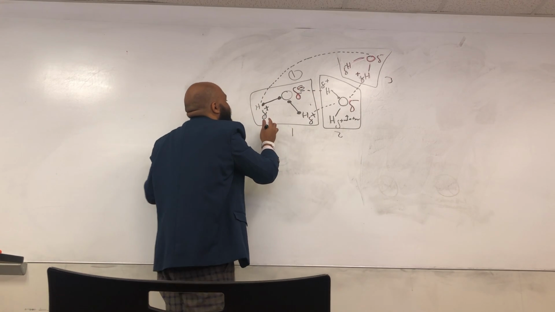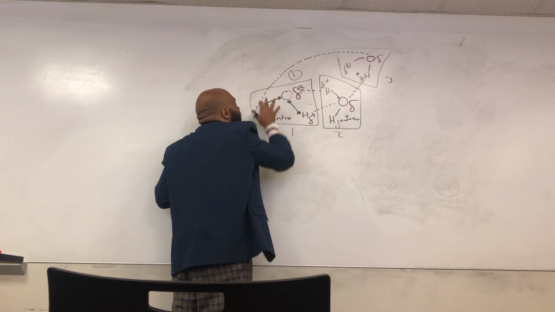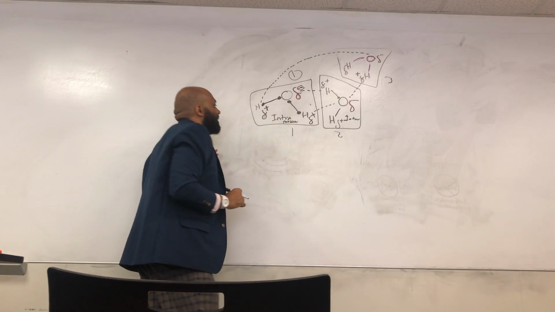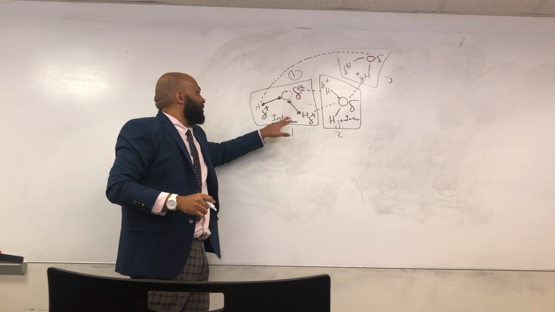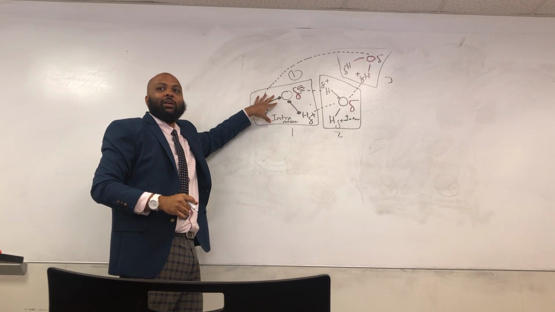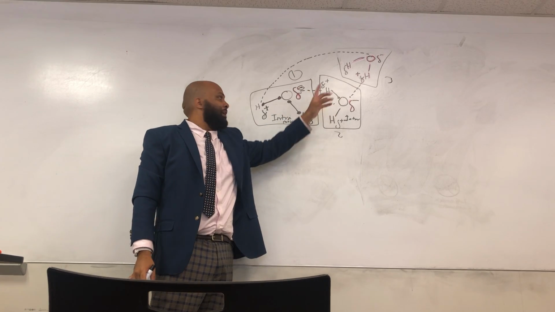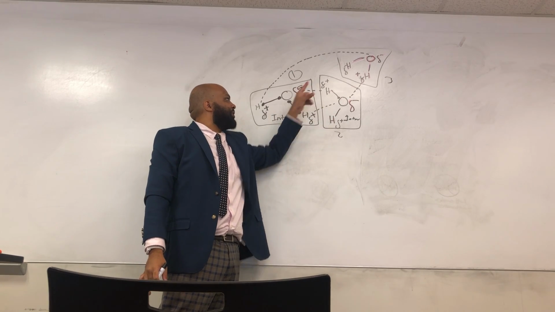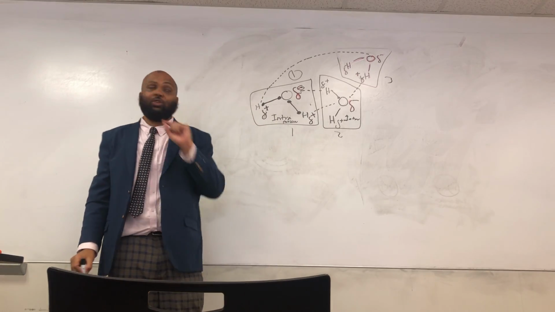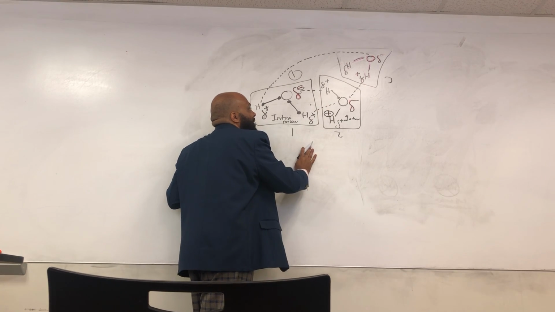This is intra. Intra means inside, so these are intramolecular bonds. Then, I don't just have bonds between the atoms making up the water molecule. I have a bond between water molecule 1 and 2. But the bond between 1 and 2 and 3 is not covalent. They're not sharing electrons.